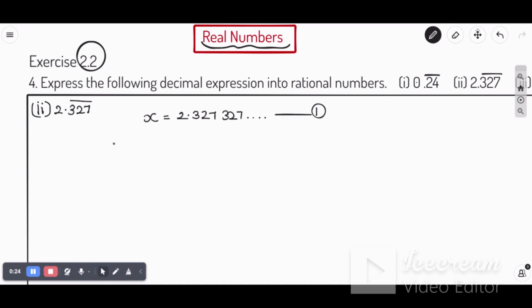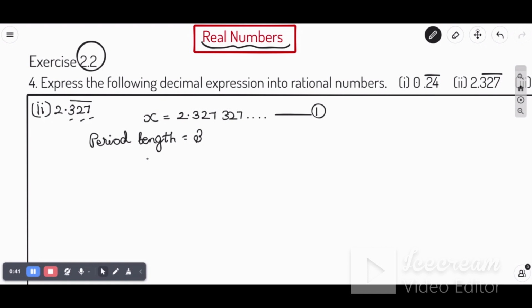So once you are done with what you have to find, the next step will be to find the length of the period of your decimal. So period length is equal to how many digits are getting repeated here. Here we are getting repeated 1, 2 and 3. So this will be a 3.